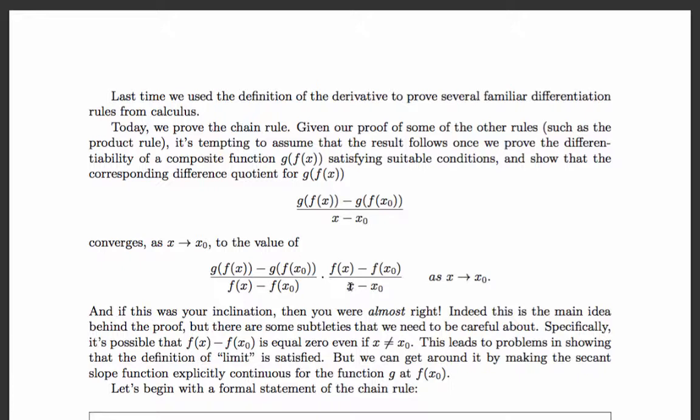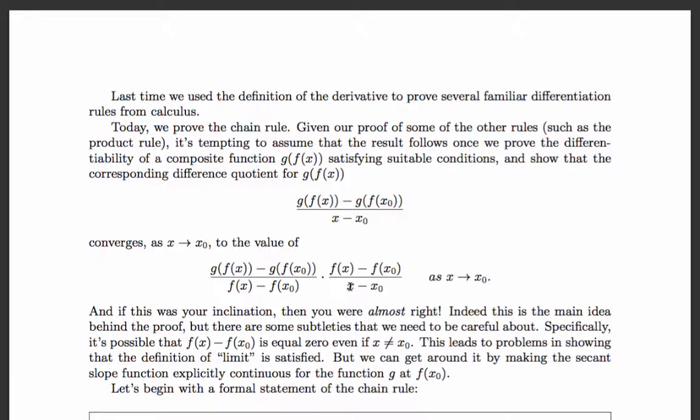And if this was your inclination, if this is what you thought we would do, well, then you're almost right. In fact, this is actually the main idea behind the proof, but there are some subtleties that we need to be careful about. Specifically, it's possible that f of x minus f of x naught is equal to 0, even if x is not equal to x naught. And this leads to problems showing that the definition of limit is actually satisfied.